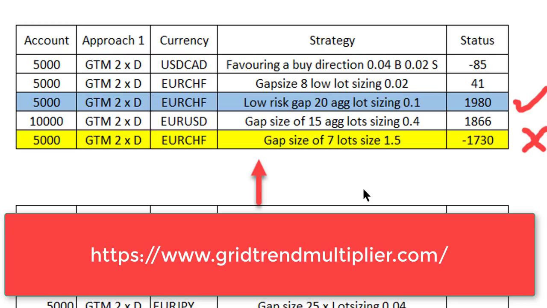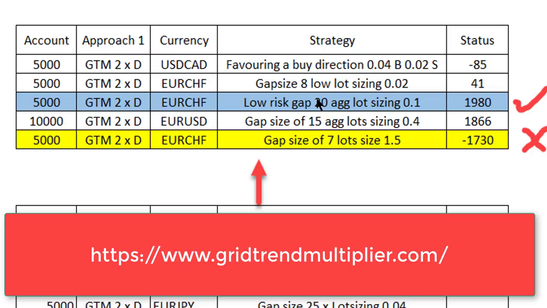Now, as you can see, the grid trend multiplier is such a simple EA because there's only two critical things you've got to get right. You've got to get the gap size and the lot size right. That's the only combination you need to get right if you are trading in a dual direction, in other words, buying and selling at the same time. So that's what makes this EA so attractive to total beginners and experienced traders, in that it is so simple. Just get that balance right and you're away.